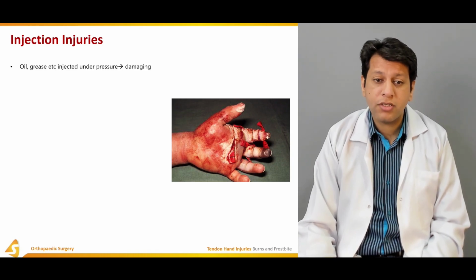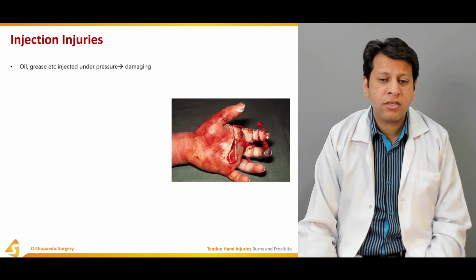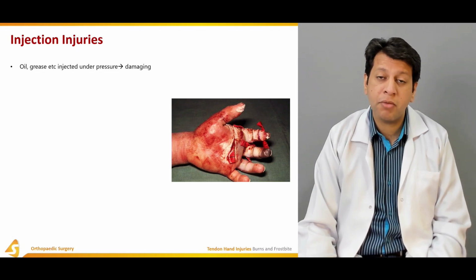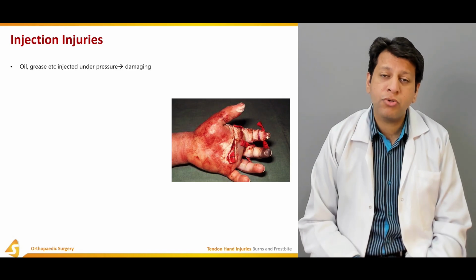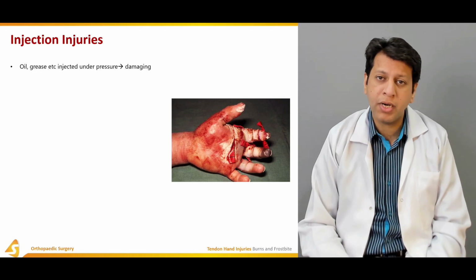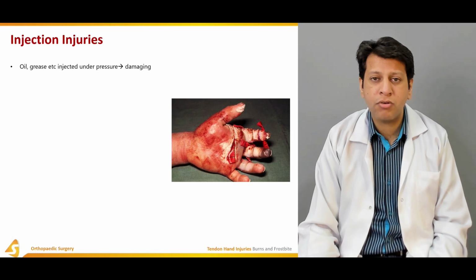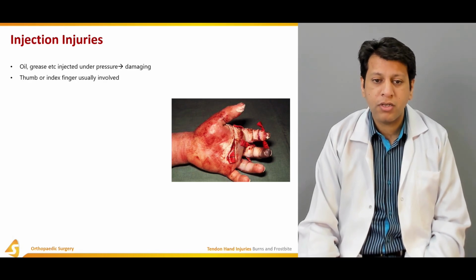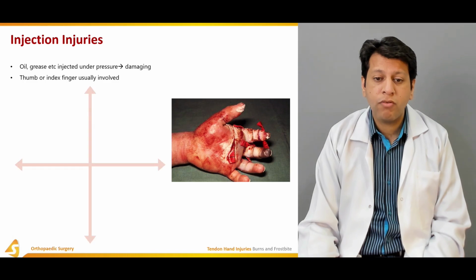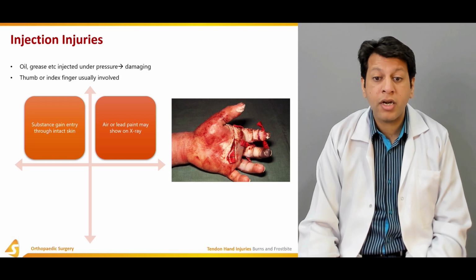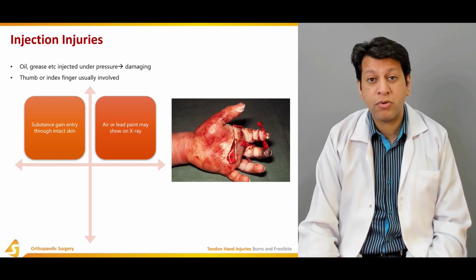Now coming to injection injuries. Oil, grease, etc. can get injected under pressure, especially in workers in the automobile industry. This can be very damaging because under pressure the chemical percolates deeper and deeper into the tissues. Although on the surface there could be a very small or trivial percutaneous injury, this can be problematic. The thumb or index finger is usually involved, and the substance may gain entry through intact skin. Air or lead paint may be shown on the X-ray if possible.